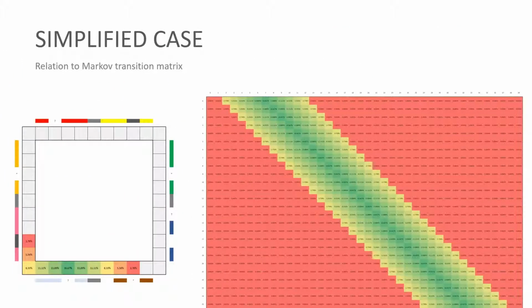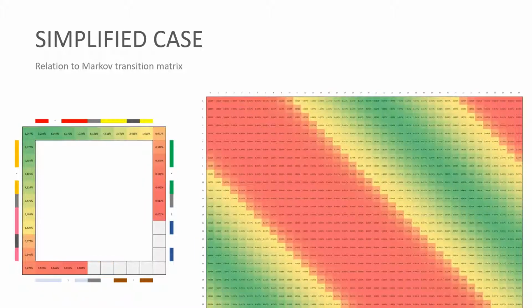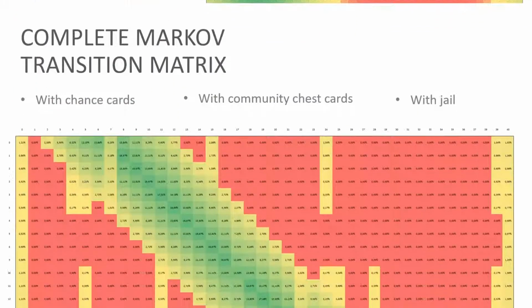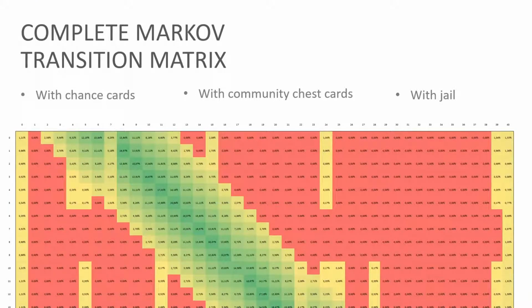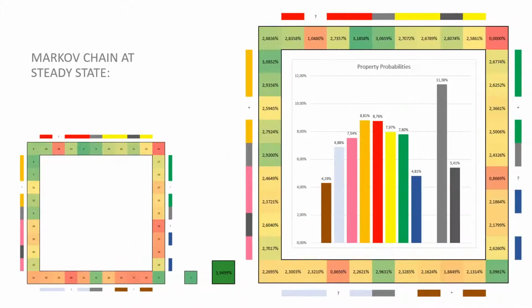The transitional matrix is set up such that the initial dice roll distribution applies to every starting point, and then it's iterated on itself. Knowing this, we are ready to look at the complete Markov transitional matrix for the Monopoly board. This includes Chance cards, Community Chest cards, and of course, In Jail and Go to Jail. Iterating the full transitional matrix eventually gives us the exact solution for all the probabilities in Monopoly.